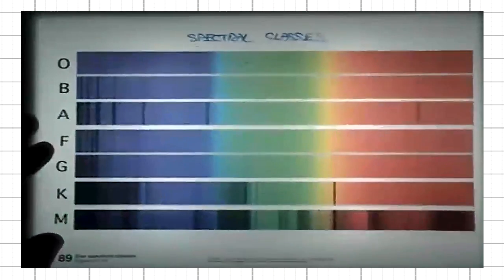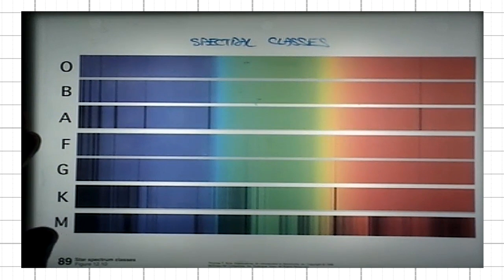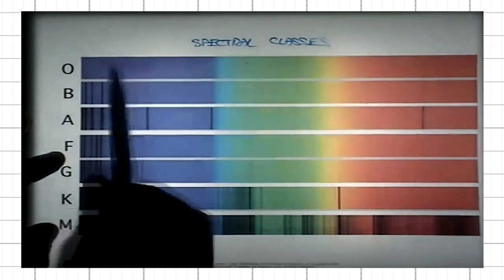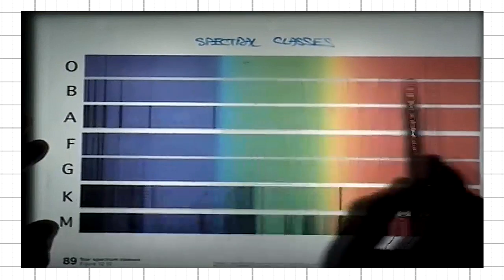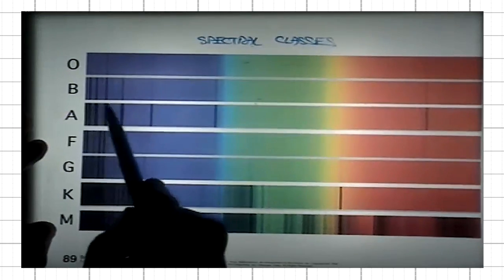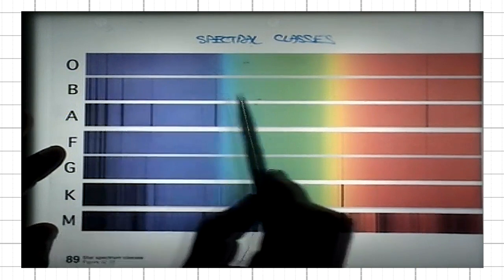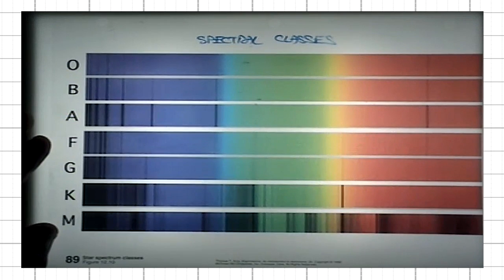During that work, they realized that different stars have different absorption spectra. So they started assigning alphabetical designations to different spectral classes. For instance, if you look at spectral class O, there are very few absorption lines. Then, as you move down to spectral class B, there are more absorption lines, and as you move down, there are more and more absorption lines.